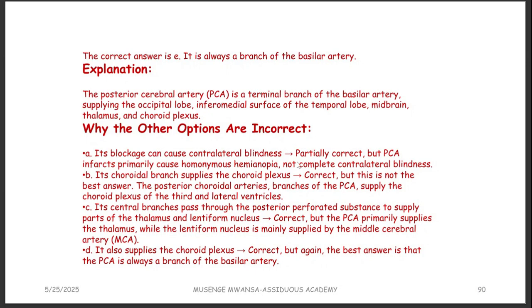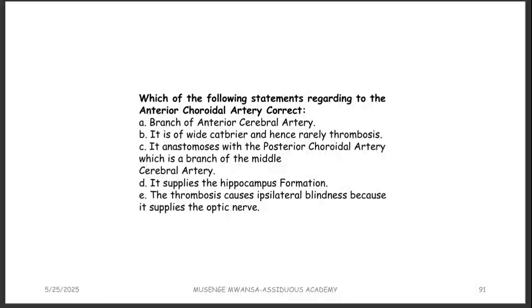For the other one, its blockage can cause contralateral blindness, which is partially correct, but it can also cause homonymous hemianopia, not complete contralateral blindness. Homonymous hemianopia, we'll discuss this later. This is where you have lost sight on one side. So for one eye, you can't see, let's say, the left part. And then for the other eye, you also can't see the left part. For now, you might not really get it much, but you will understand later on.